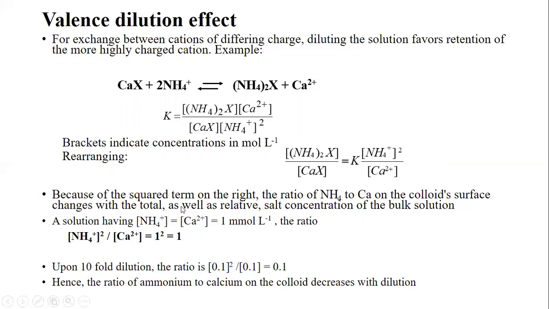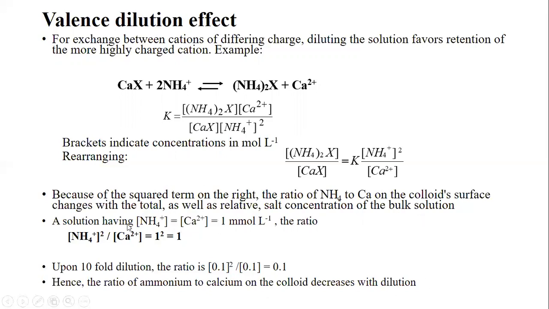Because of the squared term on the right, the ratio of ammonium to calcium on the colloid surface changes with the total as well as relative salt concentration of the bulk solution. So what happens? What changes take place in the bulk solution? That means the salt solution away from the surface of the colloid. That's what we usually mean by bulk solution: the salt solution which is not affected by the surface of the colloid. It's the major part of the salt solution away from the colloid surface.